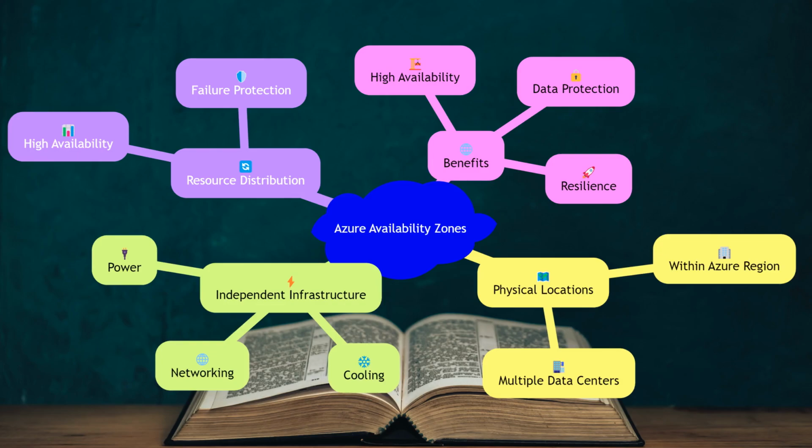Each zone is made up of one or more data centers equipped with independent power, cooling, and networking. By distributing resources across multiple zones, Azure ensures that applications and data remain available even if one zone experiences a failure. This setup is designed to provide high availability and protect against data center level disruptions.